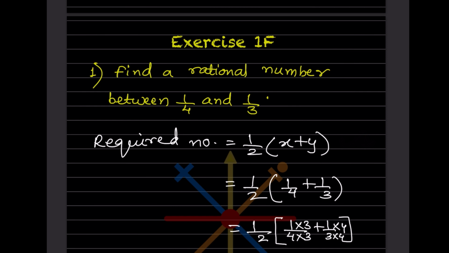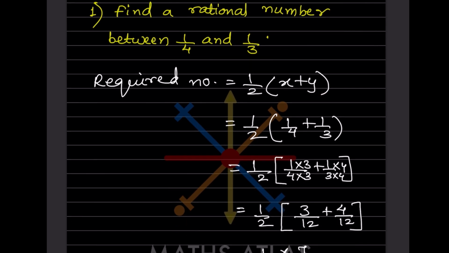So half into x plus y. What is x? x is 1 by 4 and y is 1 by 3. Now let us solve this one. You can see the denominators are different, so we have to take the LCM of that. The LCM is 12, so 4 multiplied by 3 and 3 multiplied by 4. The same thing will be multiplied over here, 3 and 4.